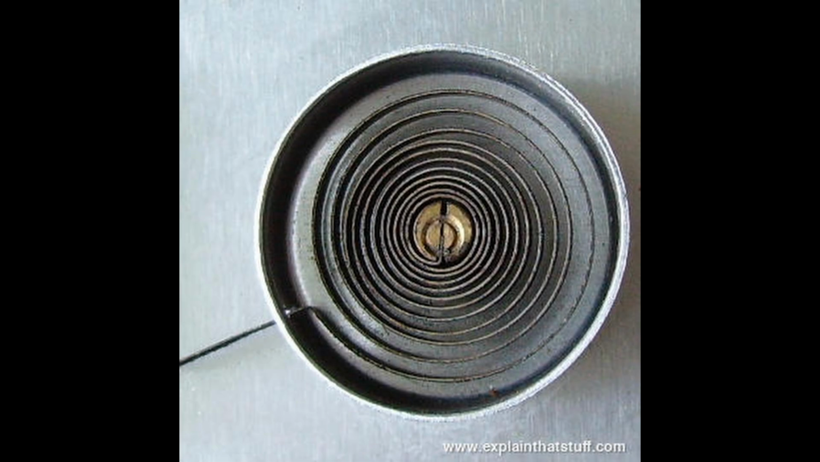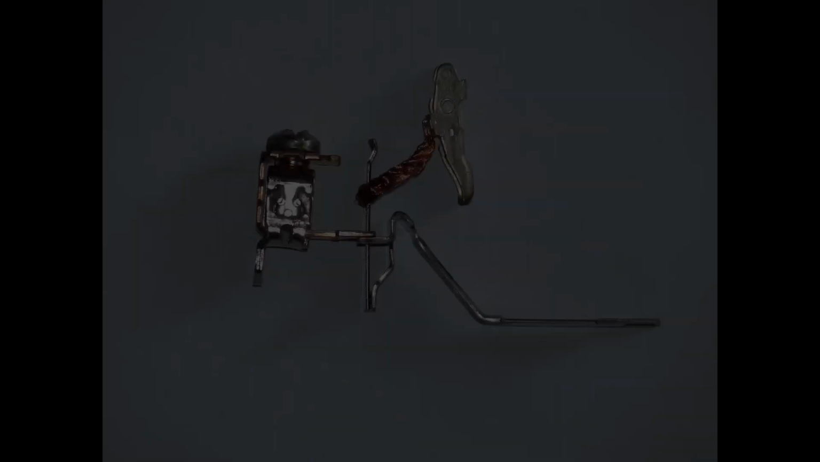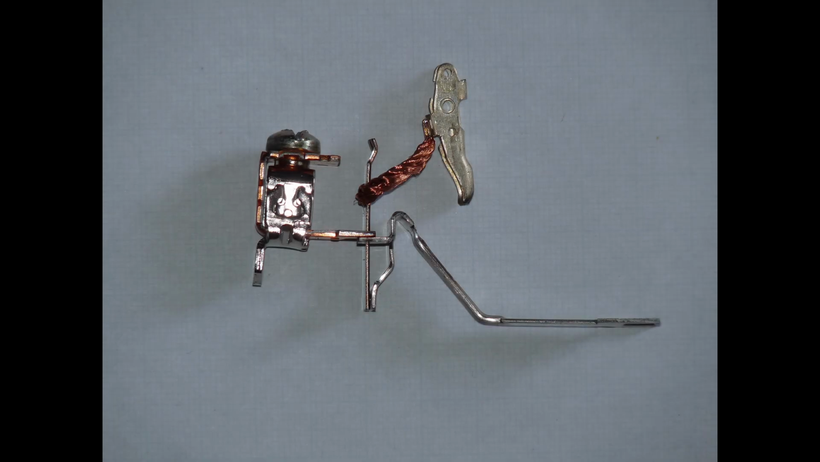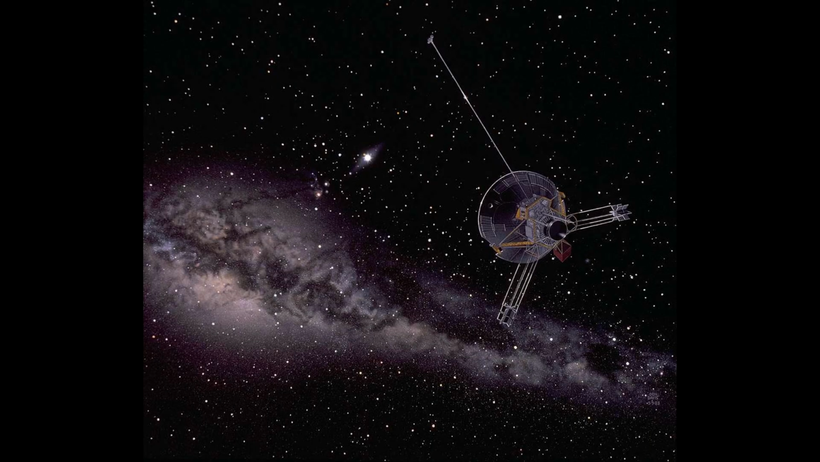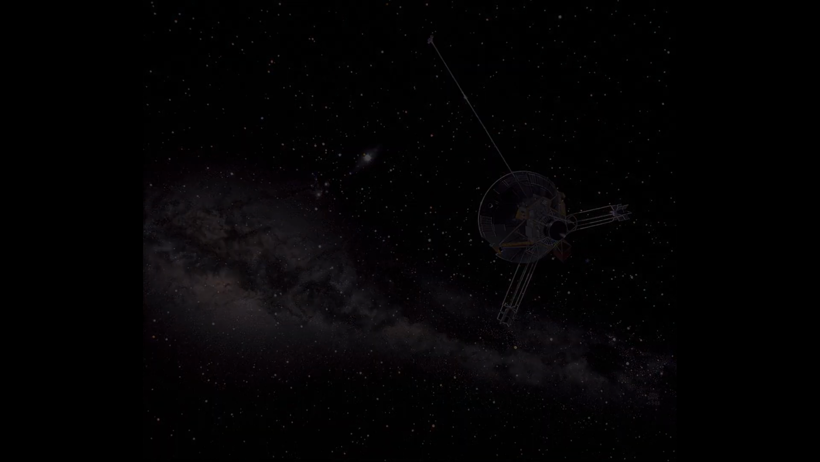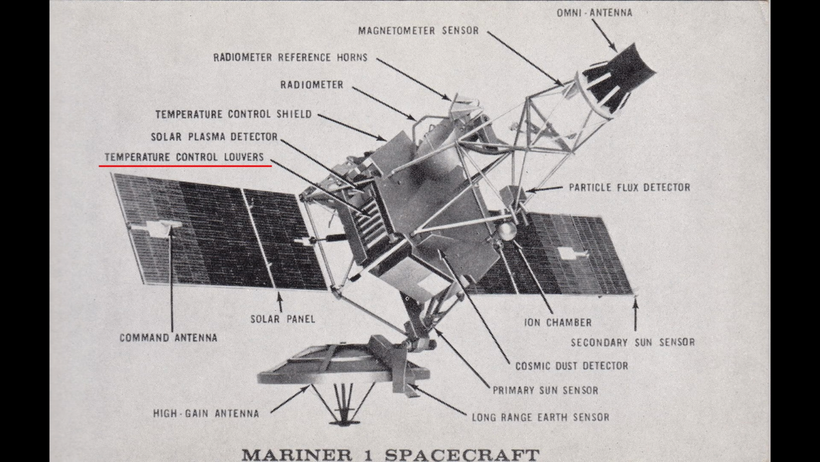These devices are used in thermostats, activating a switch by bending when heated or cooled. They're used in circuit breakers to break the circuit when the current is too high. The strip bends when it gets heated up by an excessively large current. They're even used in satellites to passively control the angles of these blades called louvers, which can increase the amount of heat radiated out into space.